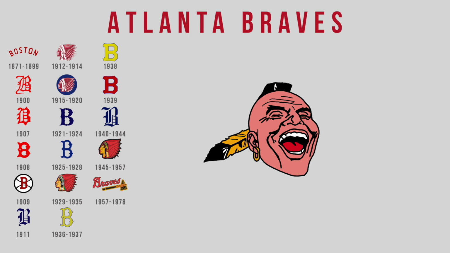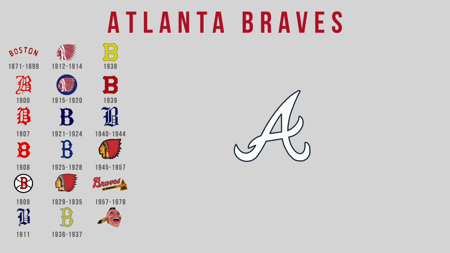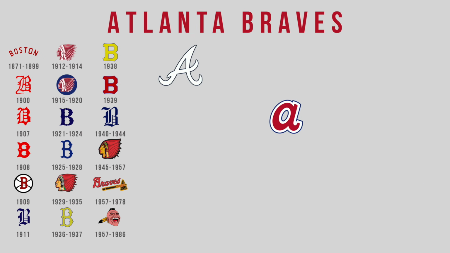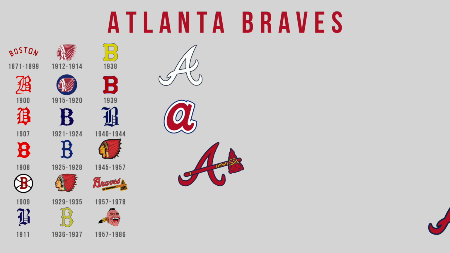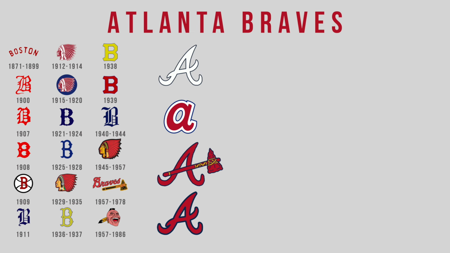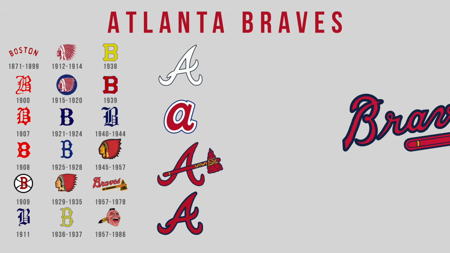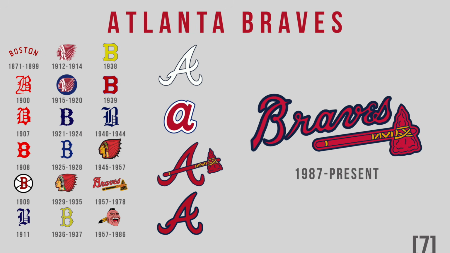Upon moving to Atlanta in 1966, the stylized A on the Braves' hats was adopted for the first time. Variations of this logo, including a lowercase a and an A with a tomahawk, would continue being used up until the present day on the baseball cap of the Atlanta Braves players. In 1987, the tomahawk logo returned to the uniforms for the first time since moving to Atlanta. This tomahawk was red instead of black, which has remained the primary team logo ever since.